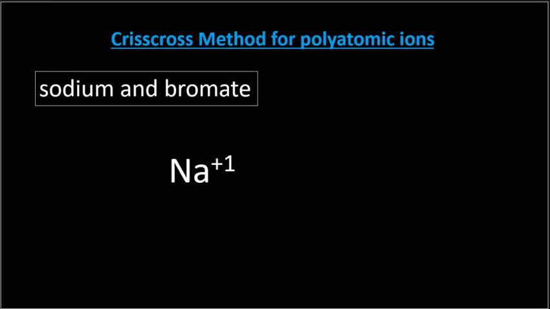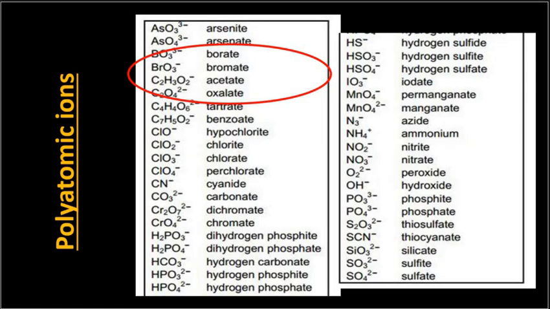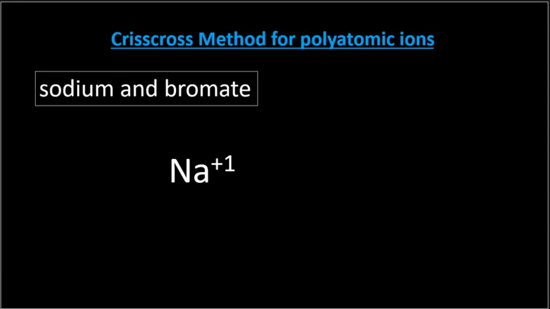Now, sodium you should already know because it is an alkali metal in the first column, group 1. So you should also know its oxidation number is a positive one. However, you probably don't have bromate memorized. So what you do is you go and you look at your chart. And you can see that bromate is BrO3 -1. So you go and you write that down.